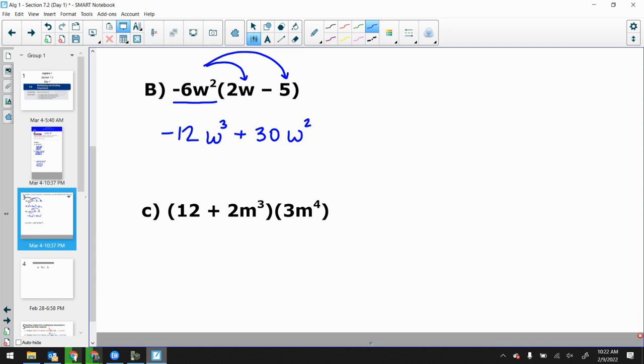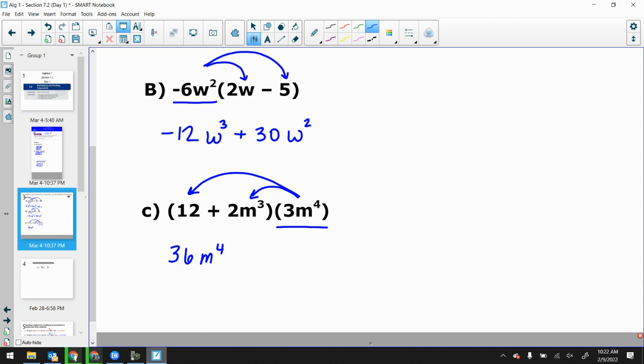Now this next one. This one looks weird. Don't let that deceive you. You know what I'm going to distribute in? I'm just going to kind of backwards distribute it. Okay? Yeah, you can do that. So I have a 3m to the 4th times 12. 3 times 12 is 36. M to the 4th gets carried along.